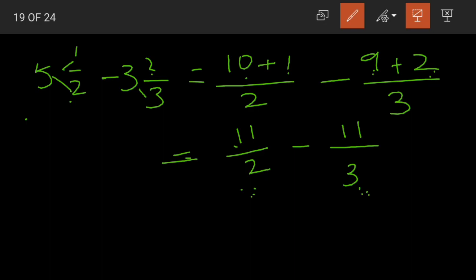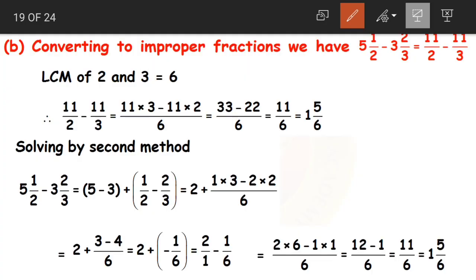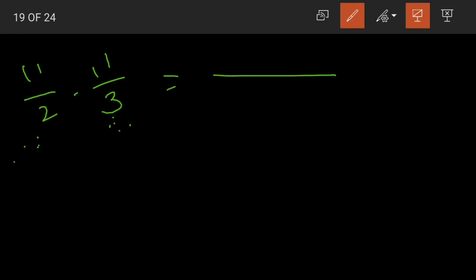These two are our improper fractions. Again, why improper? Because the numerator is larger than the denominator. 11 by 2 minus 11 by 3. Yes, 11 by 2 minus 11 by 3. Now as I said, what is the LCM when we have both the numbers as prime numbers? What will the LCM be, children? The LCM will be 6.